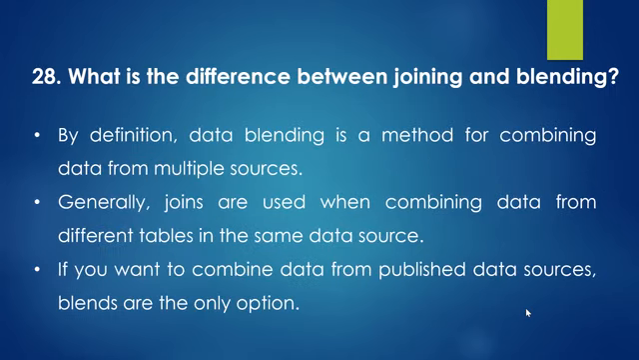So data blending is a method for combining data from multiple sources, and generally joins are used when combining data from different tables in the same data source. So for example, if we have several tables in the same data source, generally we use joins. But the only situation where we have to use blending is if we want to combine data from published data sources. For example, if we publish our data sources on Tableau server, then we cannot use joins. In this case, we have to use blending. Okay, so this is the only situation where we have to use blending over joins, because joins cannot be used to combine published data sources.